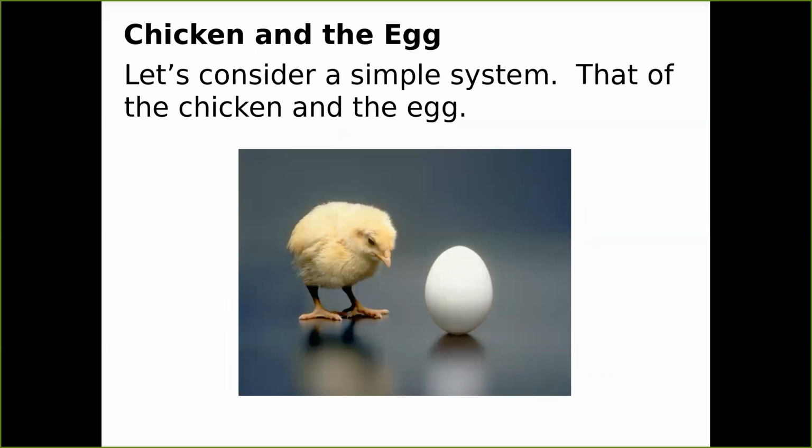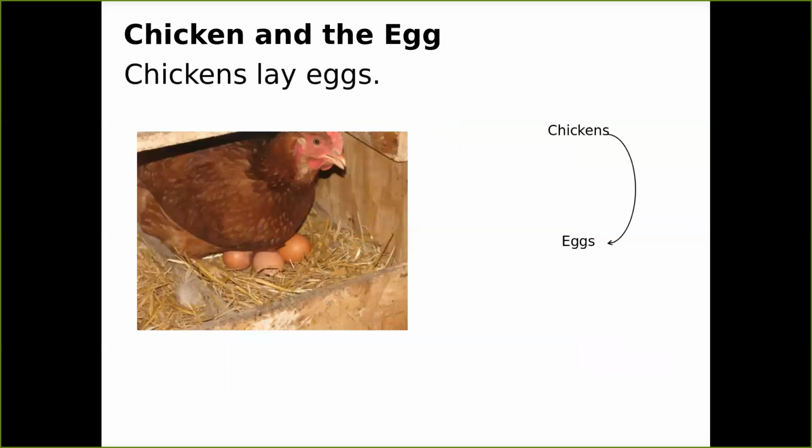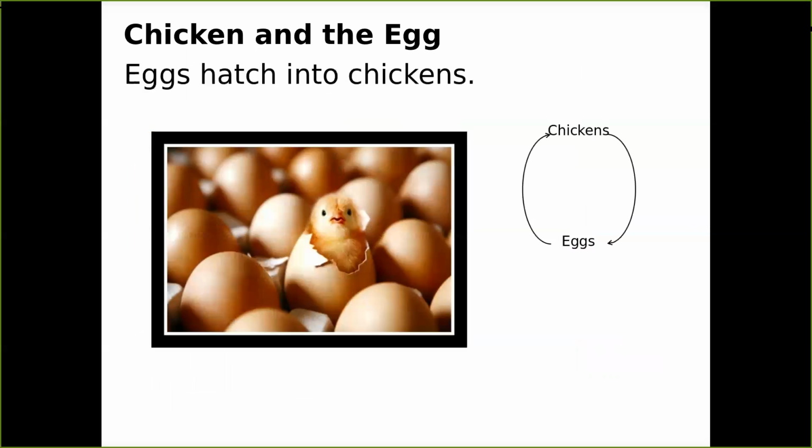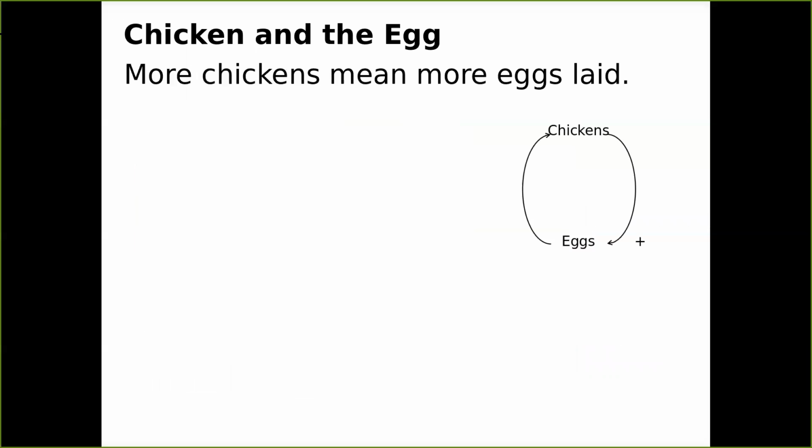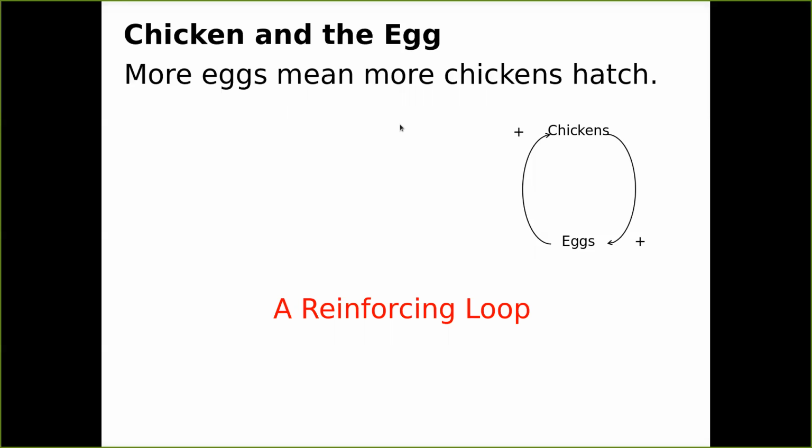Okay, let's think about another system. Let's consider a really simple system, that of the chicken and the egg. That is indeed a system, because chickens lay eggs. Eggs hatch into chickens. Hope you're with me so far. Now, more chickens mean more eggs laid. So the more chickens we've got, the more eggs we're going to have. Similarly, more eggs means more chickens hatching.